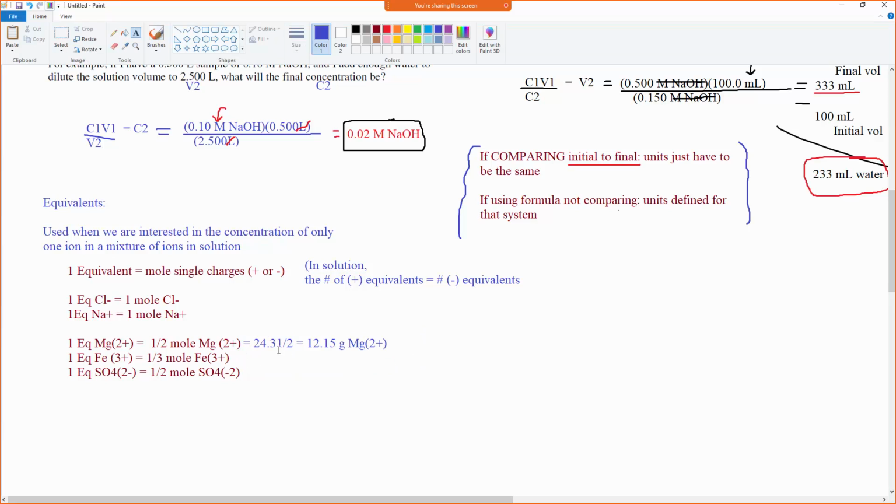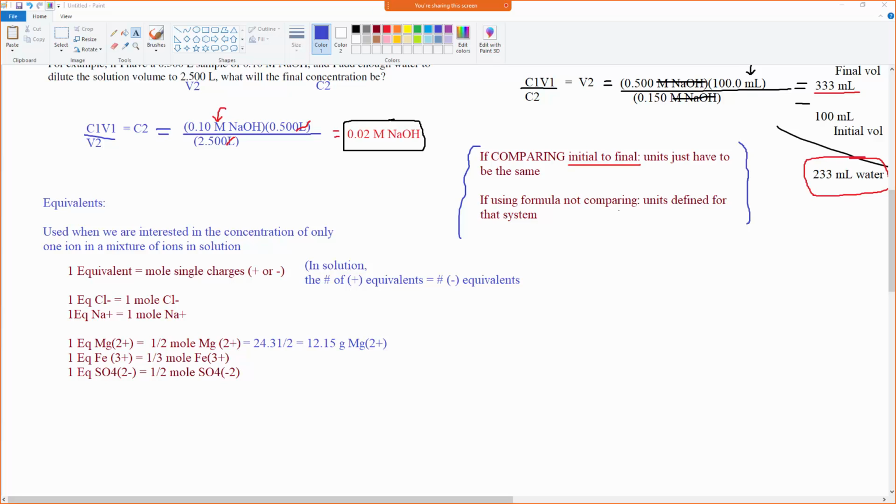If it's 1/2 of a mole, it's 1/2 of that molar mass. This is the number of grams in the equivalent. This is the number of moles in one equivalent. This is a conversion factor. Now I'm going to do dimensional analysis.